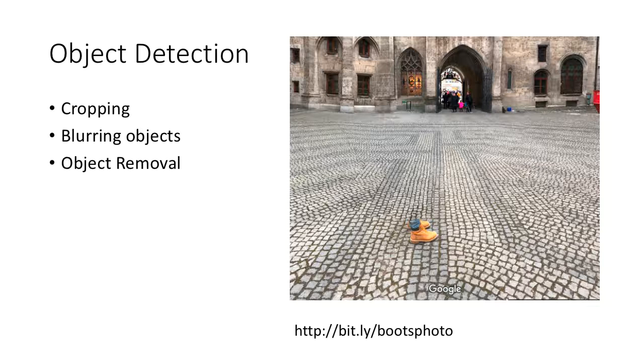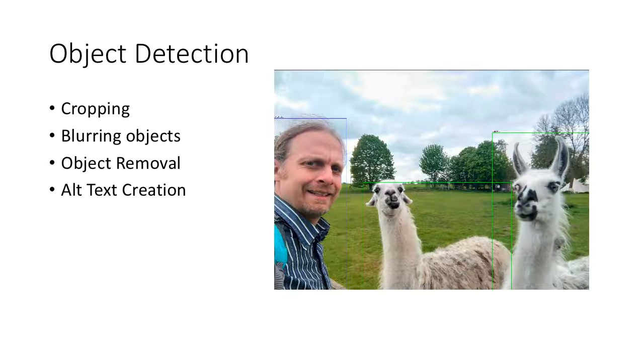I have a short link right there if you're interested to see this, because it's actually kind of funny that you can walk around this square in the middle of Munich and there's just this pair of disembodied boots in the middle of the screen. But it's able to remove all the rest of it because it had enough other images that it can recreate everything around it. You can also do stuff like create alt text.